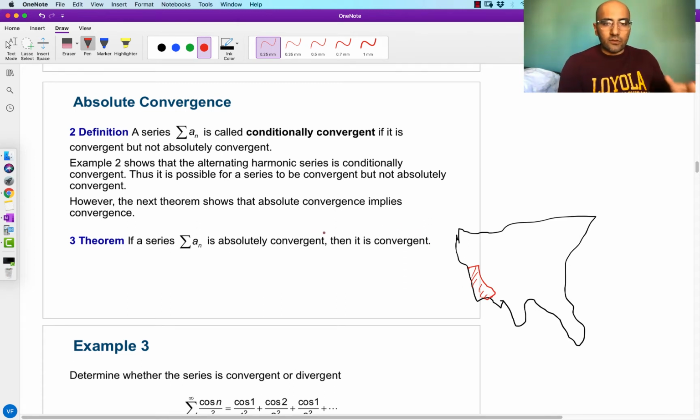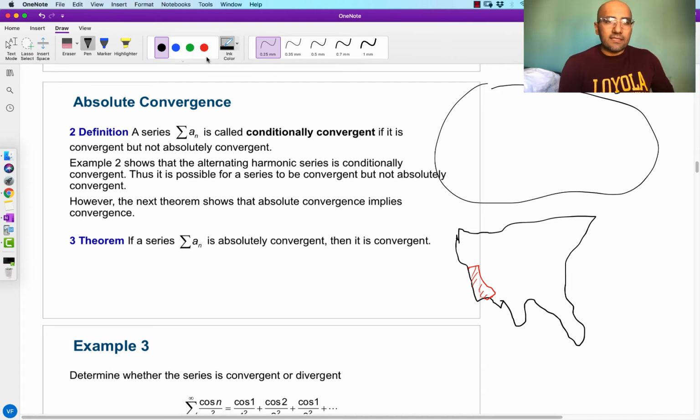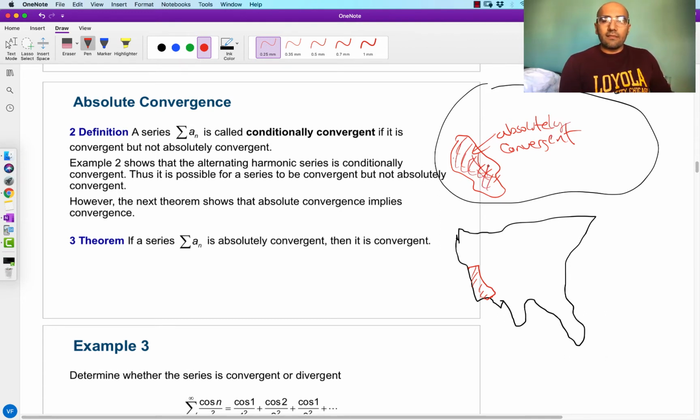So in the same way, we have that being convergent is this larger thing, convergent. But then inside here, we have something that's a little bit stronger that's called absolutely convergent. If you're inside here, if you're absolutely convergent, then that means you're convergent, right? It's a more powerful statement. But simply saying, hey, here's a series, it's convergent, that doesn't mean that it's absolutely convergent.